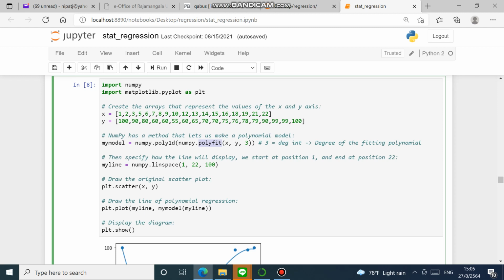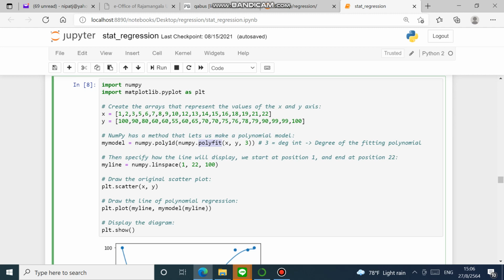If you don't remember, you can just observe what I mentioned. You call the function polyfit, and you need to enter three values: x, y, and 3. Here 3 is the degree of the fitting polynomial. Just try the number first, and don't focus too much on the concept of the degree of the fitting polynomial.